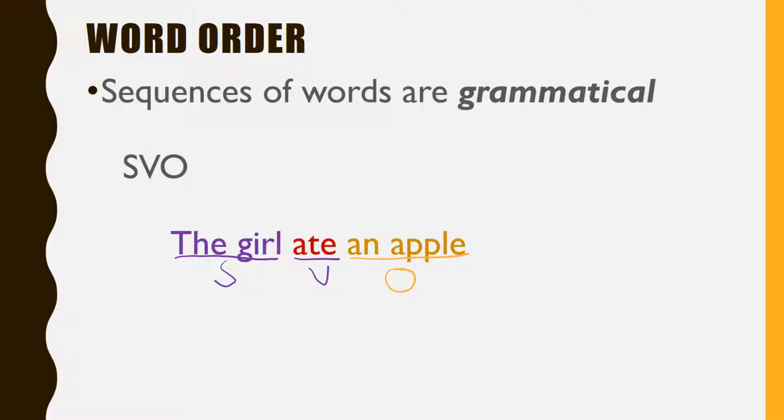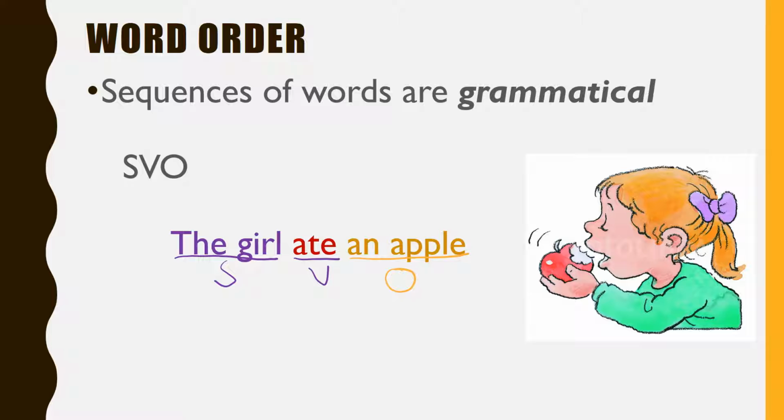What do I mean by that? Subject is the one that carries out the action. Verb is the action or state, and the object is the one that receives the action. As we can see, here's a little girl eating the apple, right? And then the girl ate an apple is a sentence.